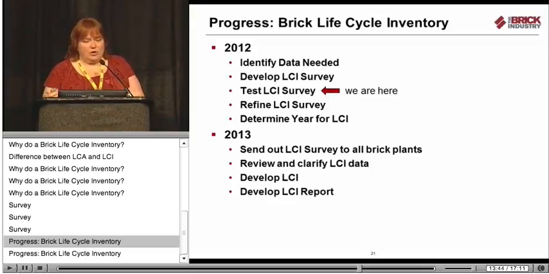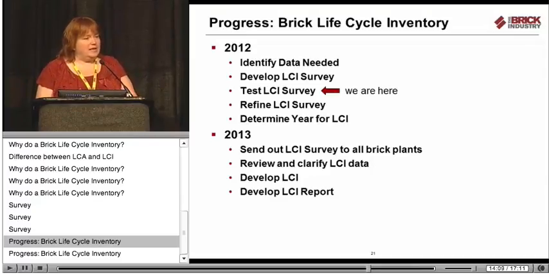Next year, we hope to send out the survey to all plants. We've got a few questions we have to answer first, but that's our goal. We'll be reviewing the data. We'll be reviewing our process for gathering the data. We have some stuff automated, built in to take your surveys and get it into the master database. We'll be testing that process on these 14 or so facilities. And then we'll be developing the LCI report.